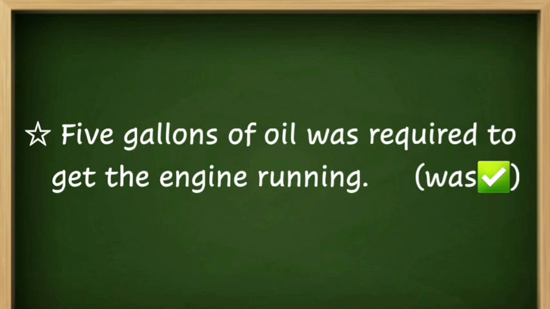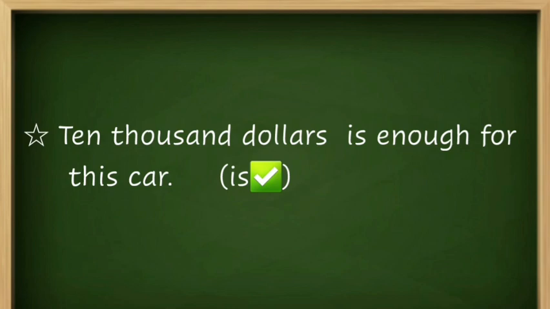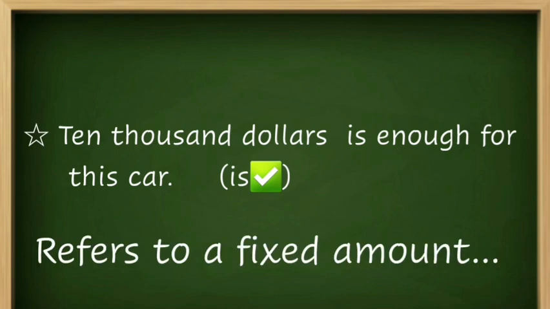I'll tell you why. So let's answer the question first. 5 gallons of oil was required to get the engine running. Why? Because a singular verb form is usually used for units of measurement or time. If I take another example and say that $10,000 is enough for this car, I'm using is. $10,000 seems to be plural, but that will always take singular verb form, because it's referring to what? It's referring to an amount here which is fixed, right?